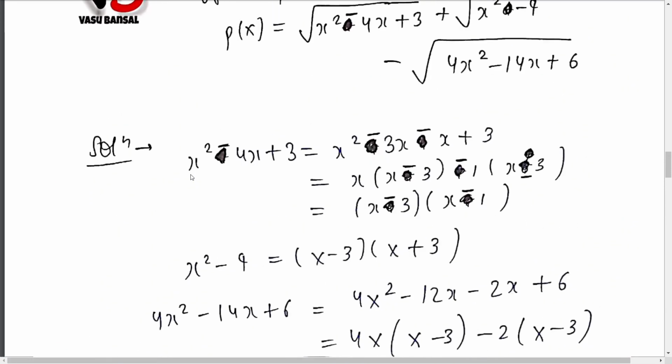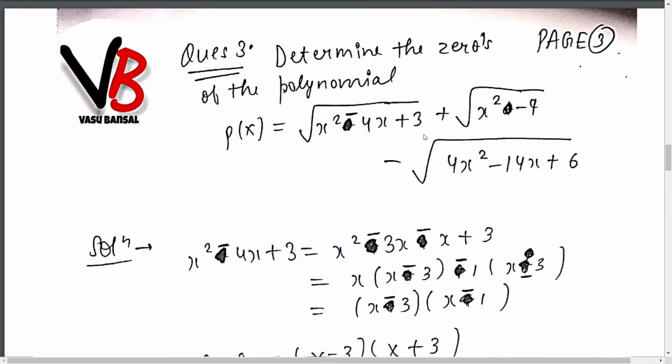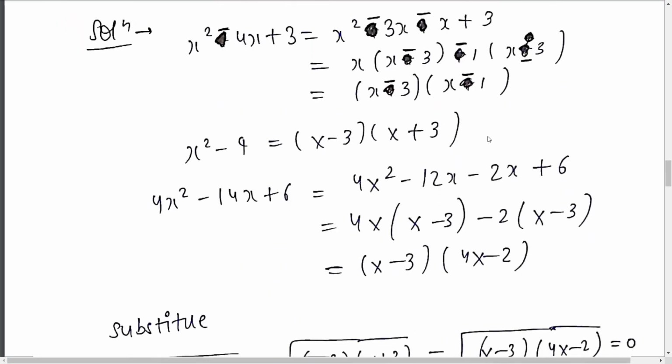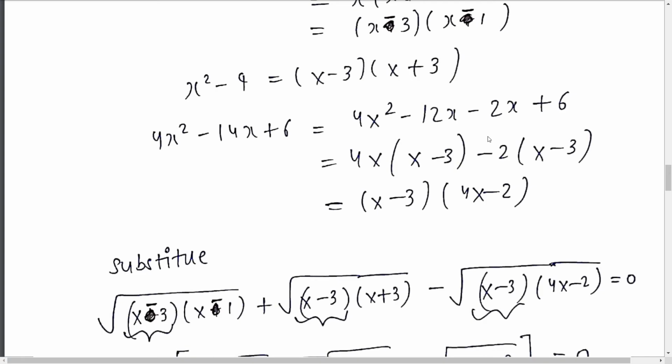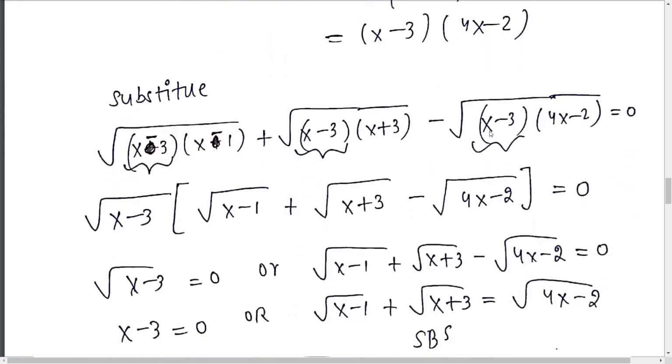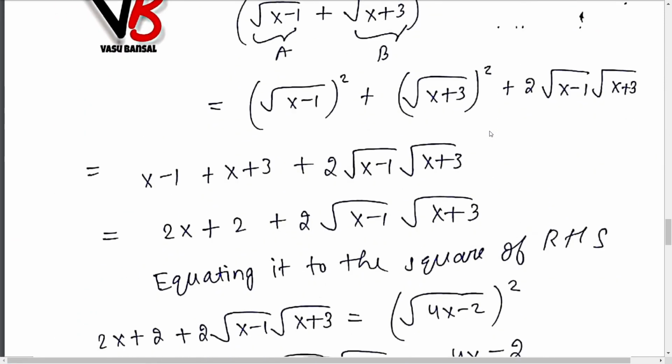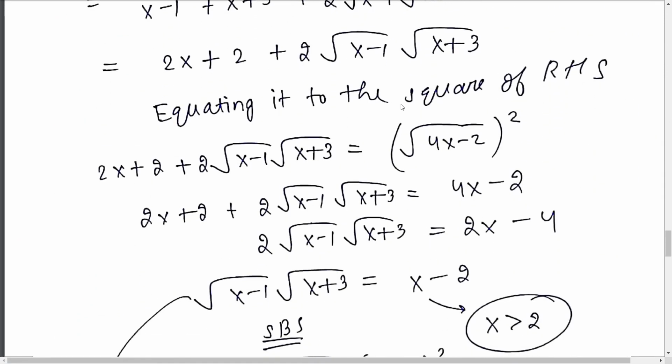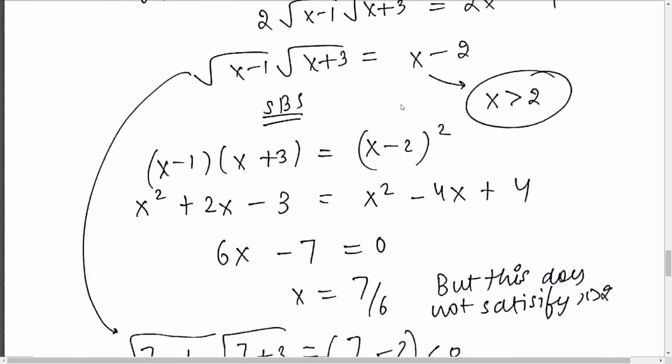So the zero of this polynomial is x equal to 3. You can put it in and check also, right? So this was not a tough but a lengthy question. Some simple calculation was needed. So let's move to the next question. You can try it once before looking at the solution again.